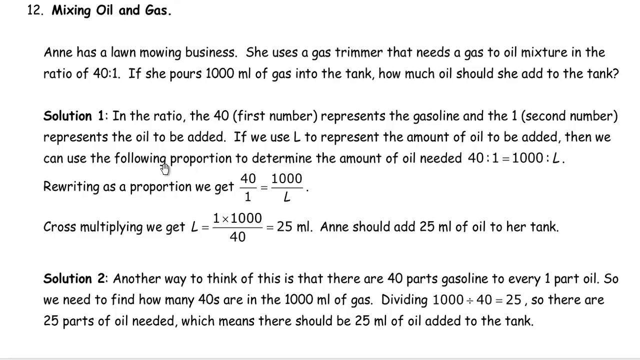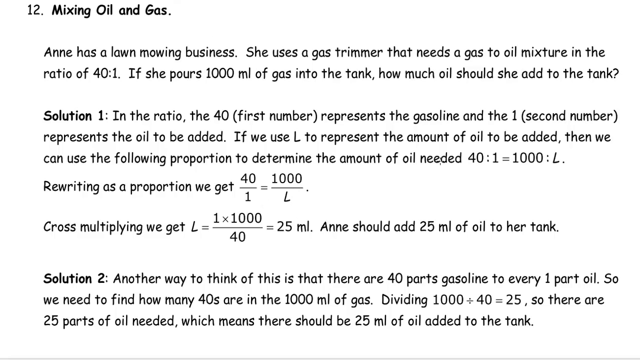So we can use the following proportion to find the amount of oil that's needed. In this ratio, gas is first, oil is second. So 40:1 equals 1,000 to L. So gas here, oil second. And we can rewrite this a couple different ways. But one way is to write 40/1 equals 1,000 over L.